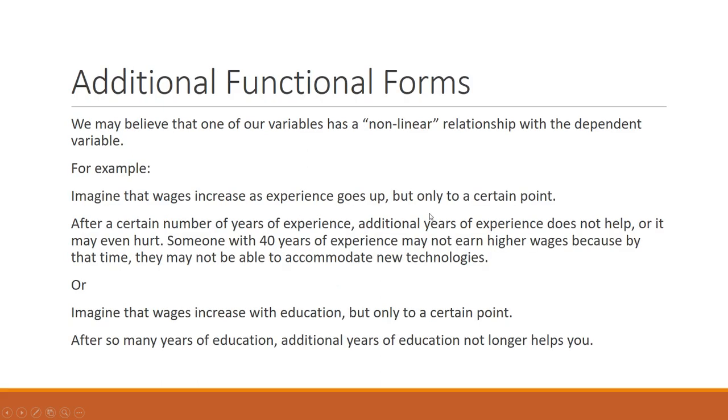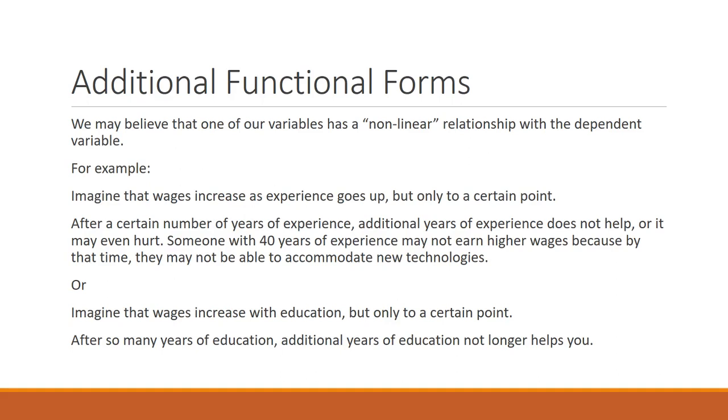Now there might be some other things that we might do with our data. Moving on from interaction terms, let's talk about another one, additional functional forms. Let's say that we believe that one of our variables has a non-linear relationship with the dependent variable. That means that as this independent variable goes up, wages doesn't necessarily always go up. Sometimes it goes up, sometimes it goes down.